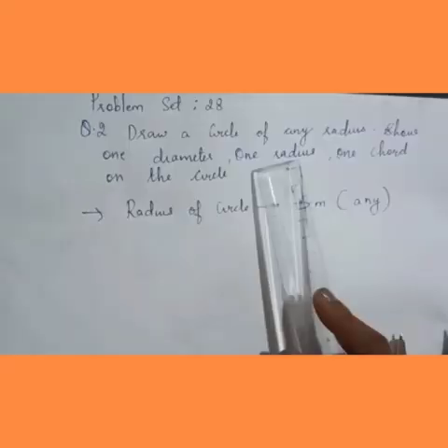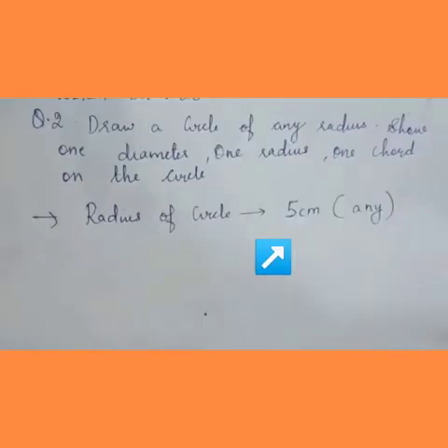Question second is, draw a circle of any radius. Show one diameter, one radius and one chord on that circle. In the question they say draw a circle of any radius. So I have taken a radius of the circle as 5 centimeter. You can take any as you want, students.